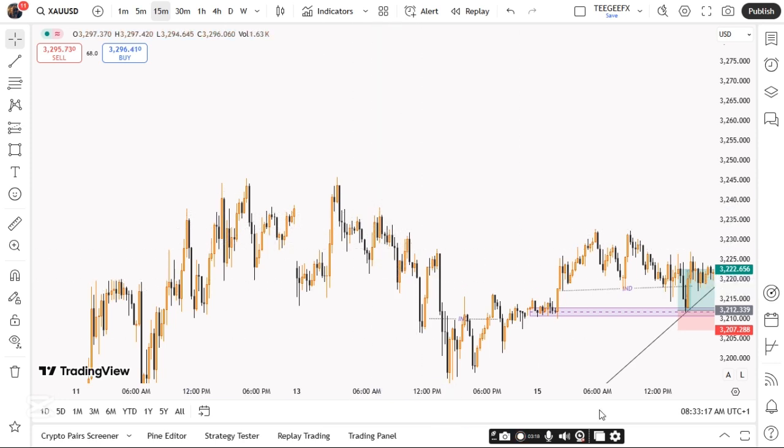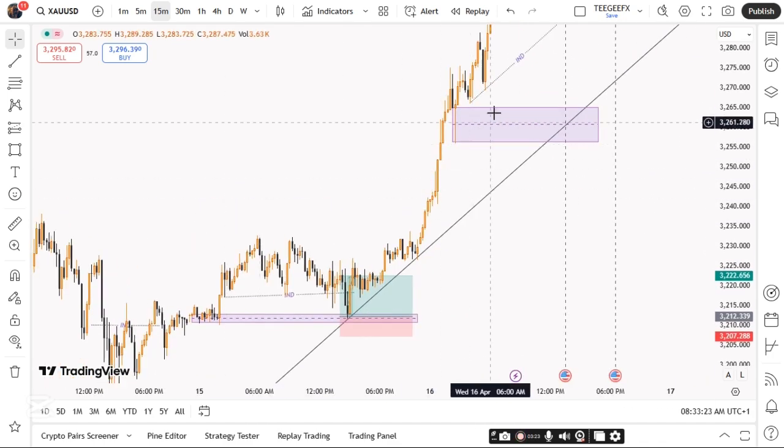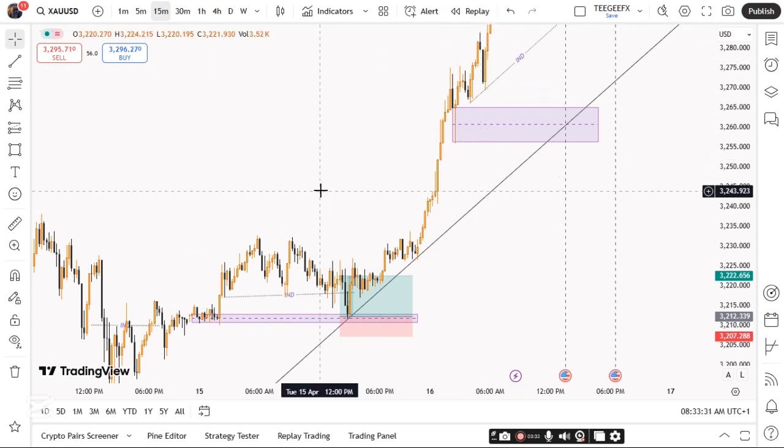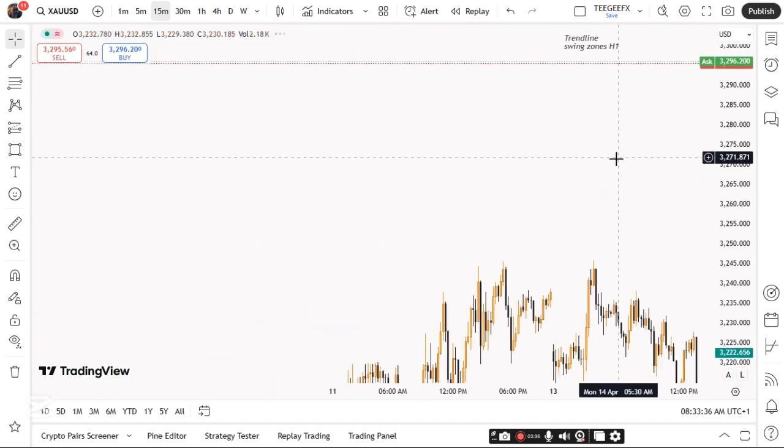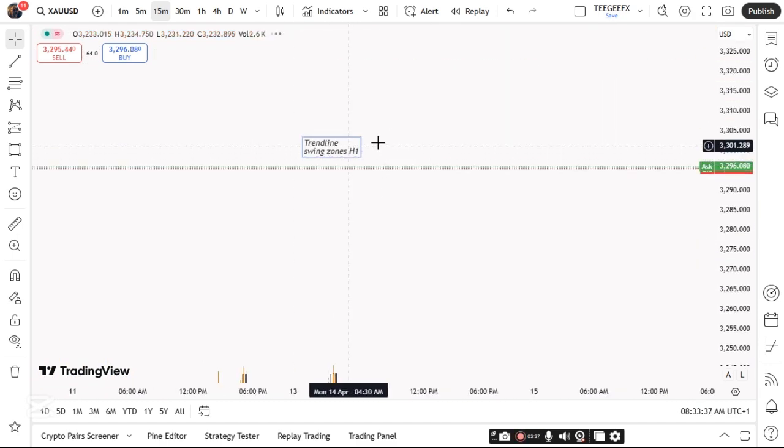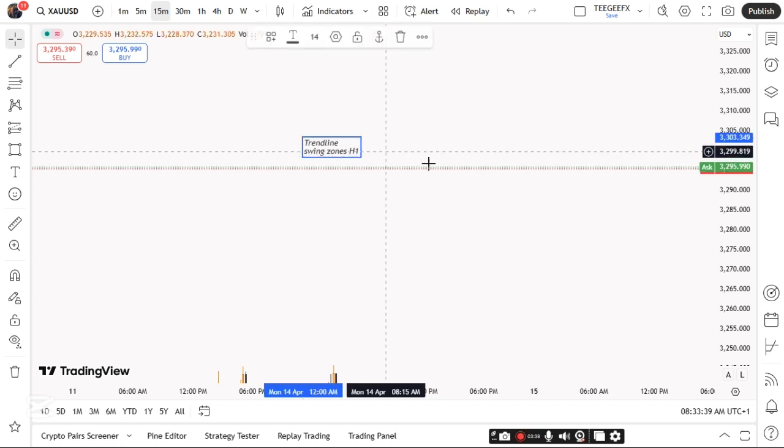So that's actually how I trade gold. I use bullish swing zones for buys, like this bullish swing zone. The market tapped into this swing zone, it bought. If I'm looking for sells, I look for what? Bearish swing zones. You understand? So swing zones are one of the confluences.